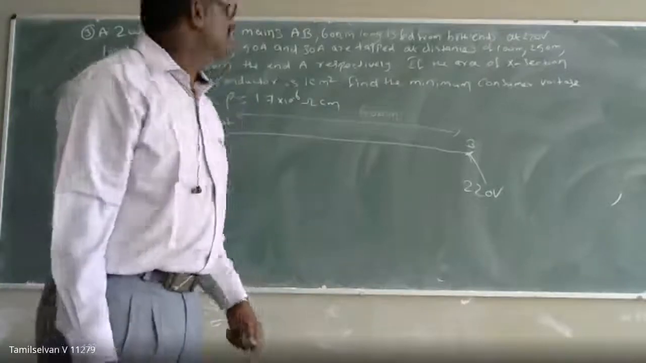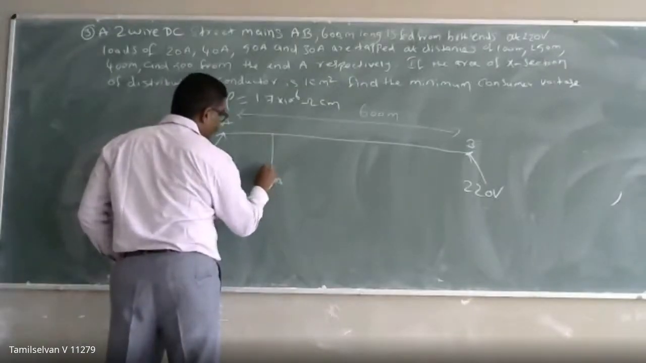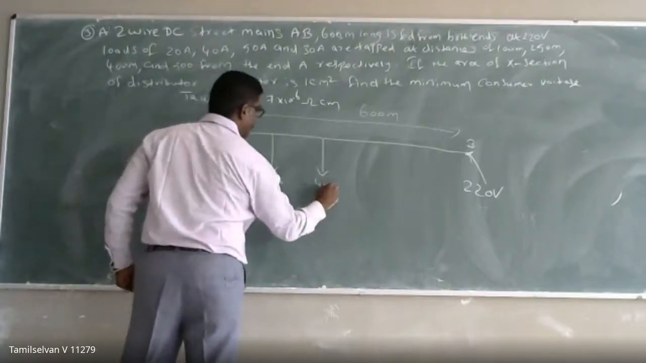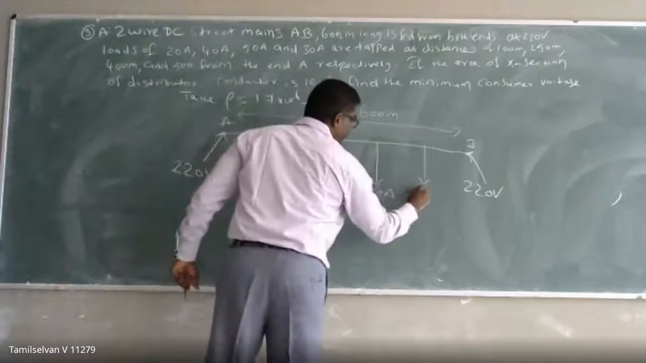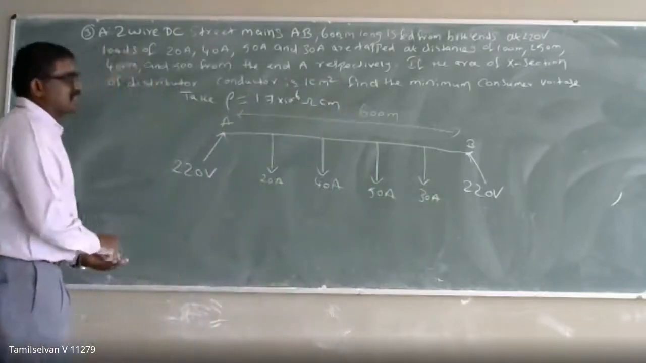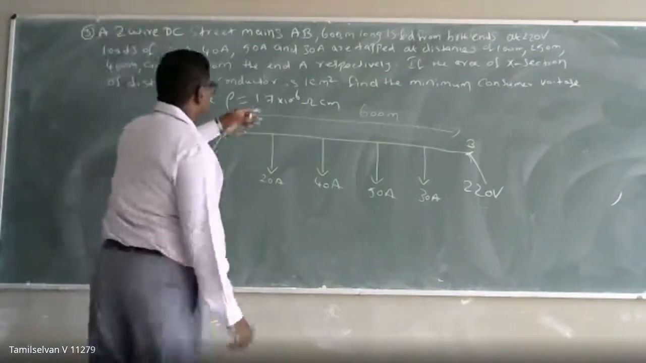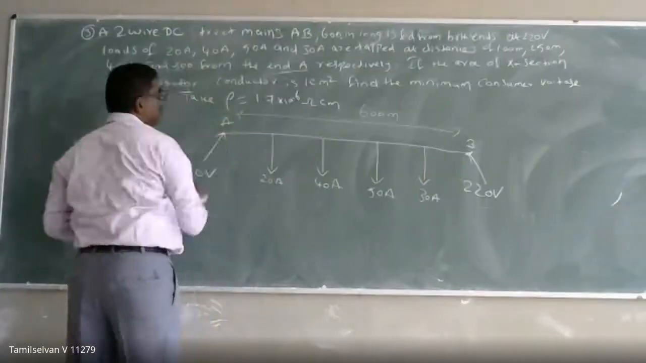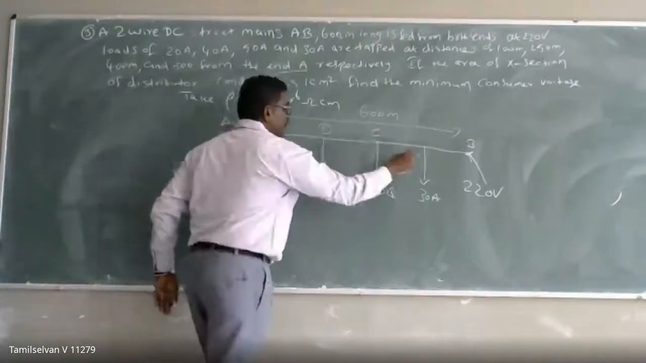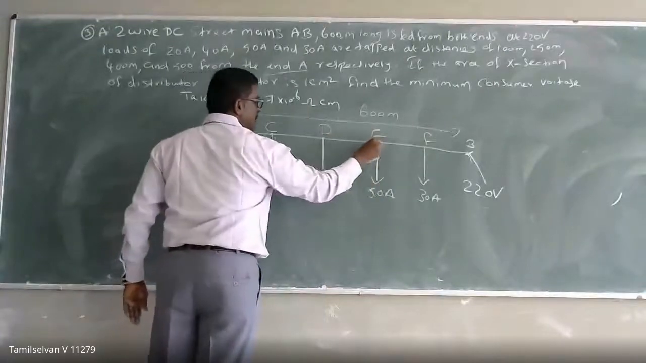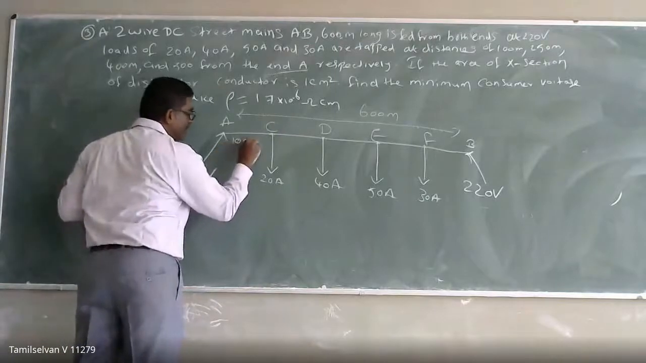The loads of 20 ampere, 40 ampere, 50 ampere, 30 ampere are tapped at a distance from the end A. I am naming the points A, B, C, D, E, and F. The tapping points C, D, E, and F are tapped at a distance from A. The first is at 100 meters from A.